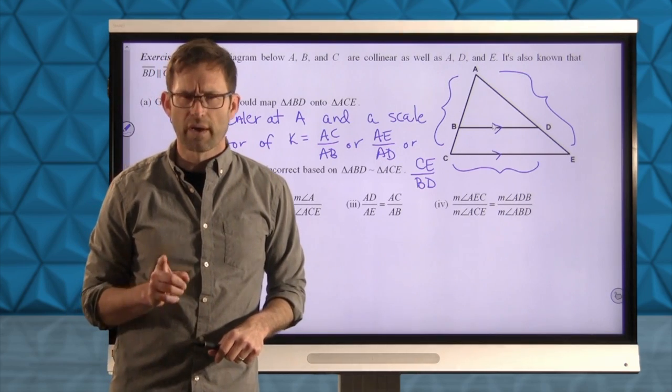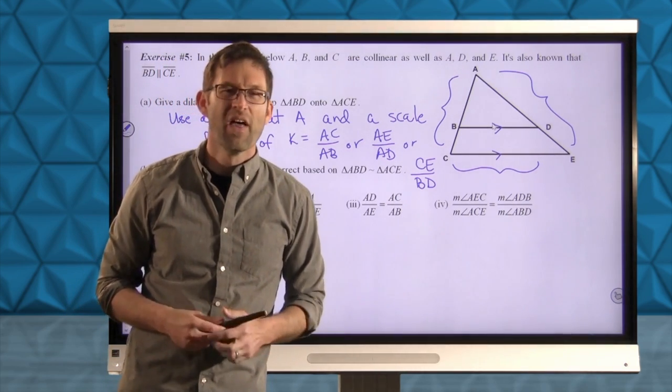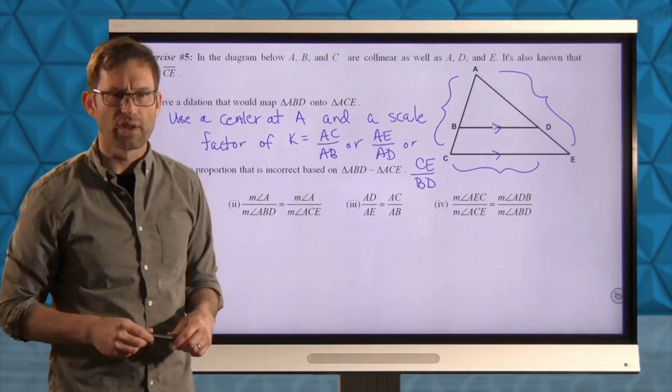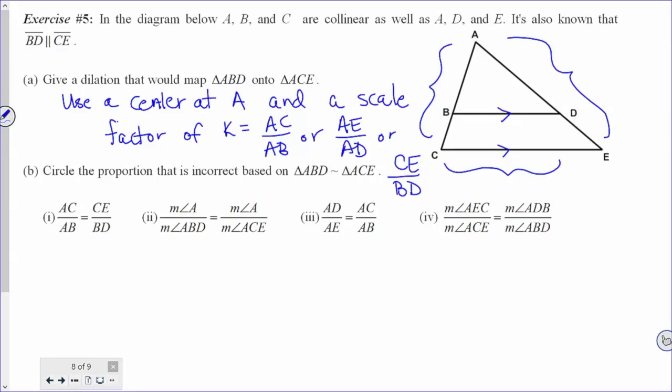Now the last part of this problem is pretty challenging. Let's take a look at it. It says circle the proportion that is incorrect based on the fact that triangle ABD is similar to triangle ACE.